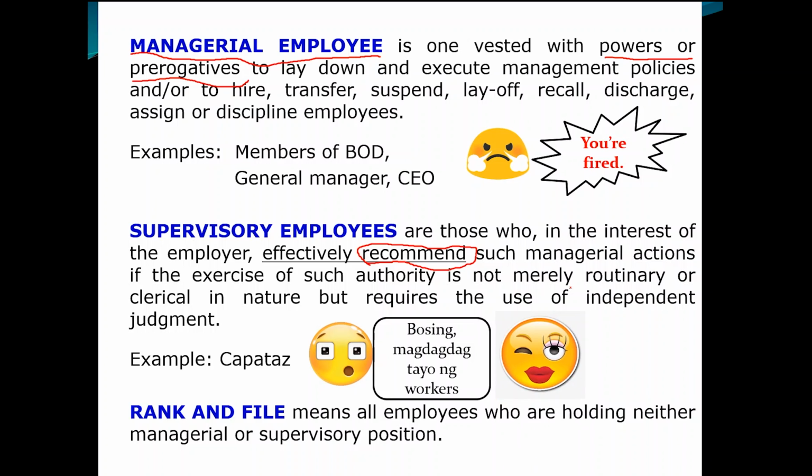Halimbawa, secretary. Yan. Red tagging, red lipstick. Boss, pahinga ka muna. Yan.